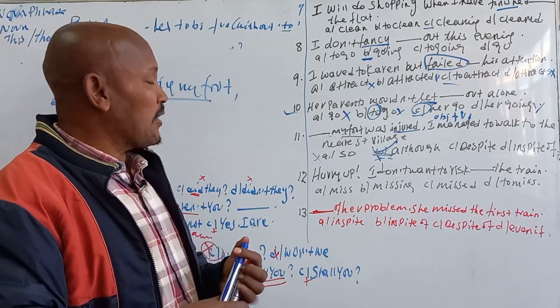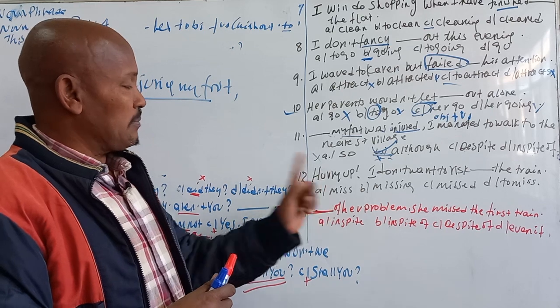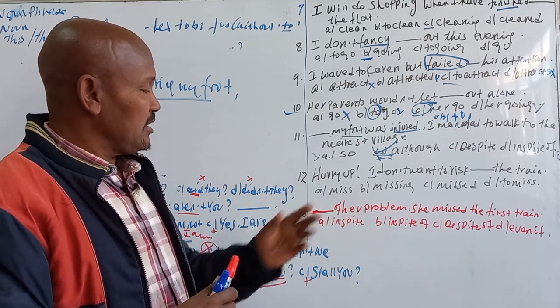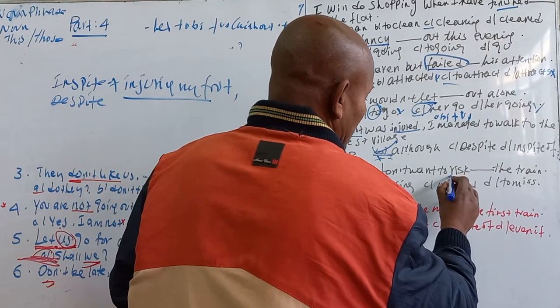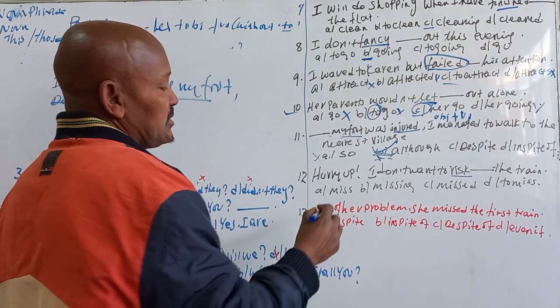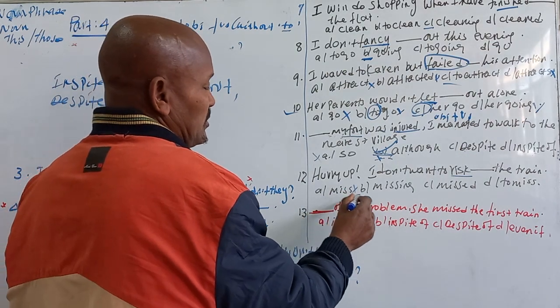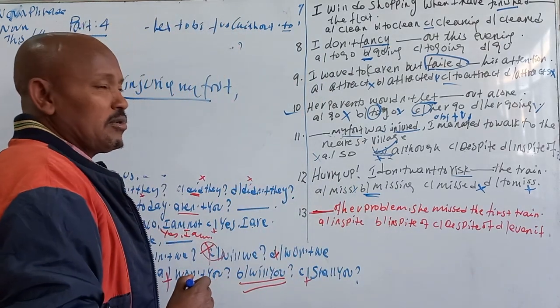12. "Hurry up, I don't want to risk missing the train." You hurry up, and there is another word here, risk. What do we use after risk? This is verb plus ing, so we cannot use miss here, but the right word to complete the question is missing.